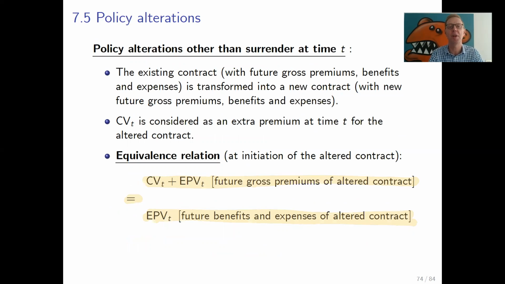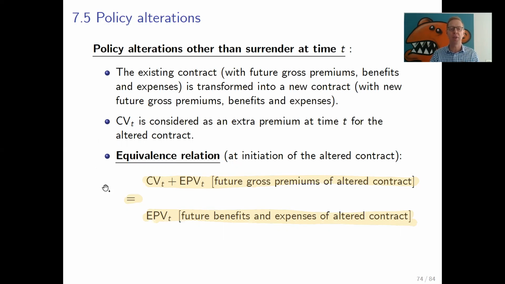Policy alterations other than surrender at time t. So if we are at time t, we want to change our policy. What happens then? Well, the existing contract with given future gross premiums, future benefits and expenses will be transformed in a new contract with new future gross premiums, new benefits and expenses. What do we do then with the cash surrender value? The cash surrender value is then not paid to the policyholder, but is considered as an extra premium for the altered contract. The equivalence relation that has to hold then at initiation of the altered contract is as follows.